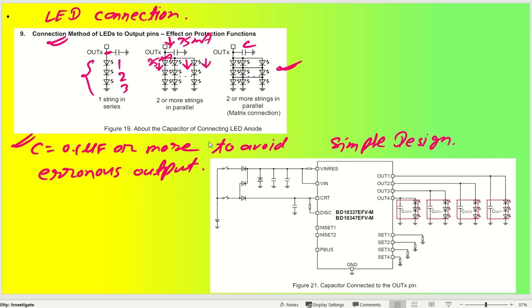Okay, to avoid some erroneous output. So this is a very simple design. As you can see, you have the input, we have the CRT pin with a PWM and DC input, and we have current setting resistors, and these are the output LEDs. So it is very simple as that. You don't have to get into a lot of mode setting, or even PBUS, which is not needed. This is a very simple design to keep your design going.